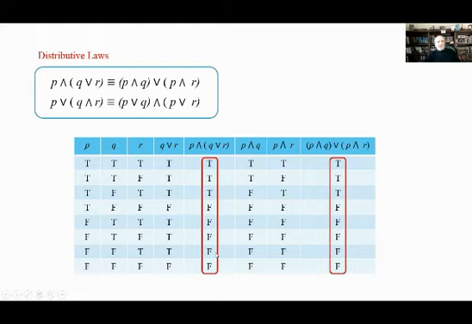Distributive laws. To remember what we're doing, it is like in arithmetic: you can have 3 times (4 plus 5) equal to, you multiply 3 by 4 and 3 by 5, and you put plus in the middle. So 3 times 4 plus 3 times 5. And that's called the distributive law. It applies to both the or and the and.